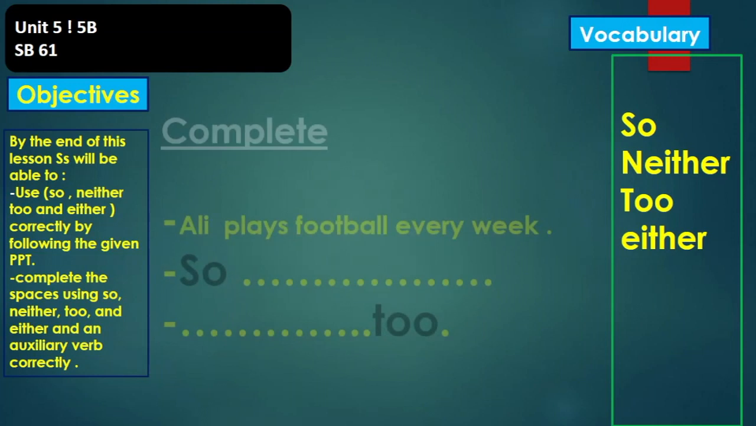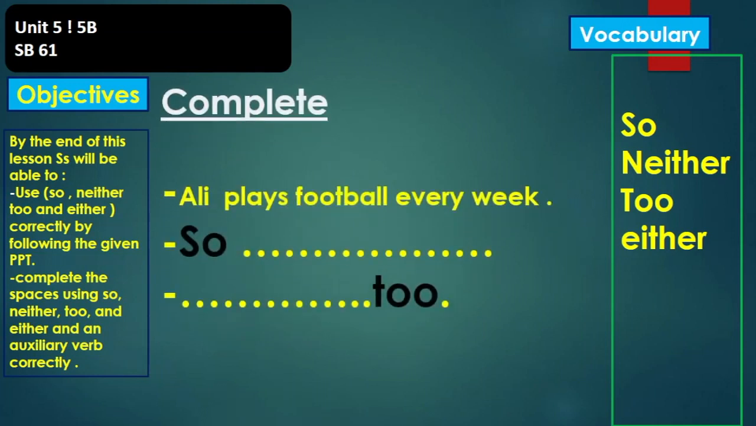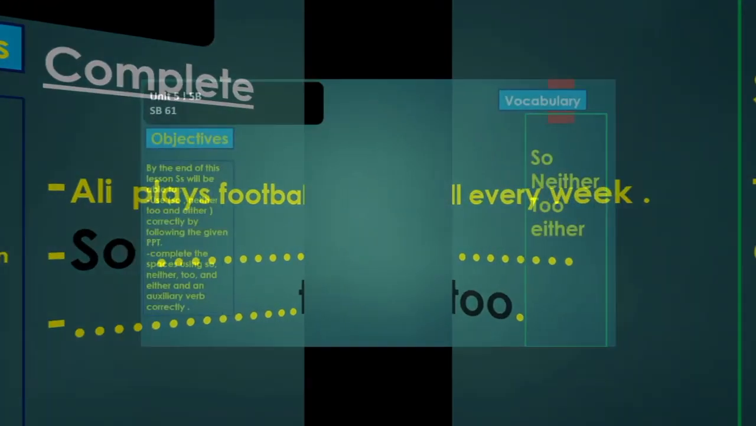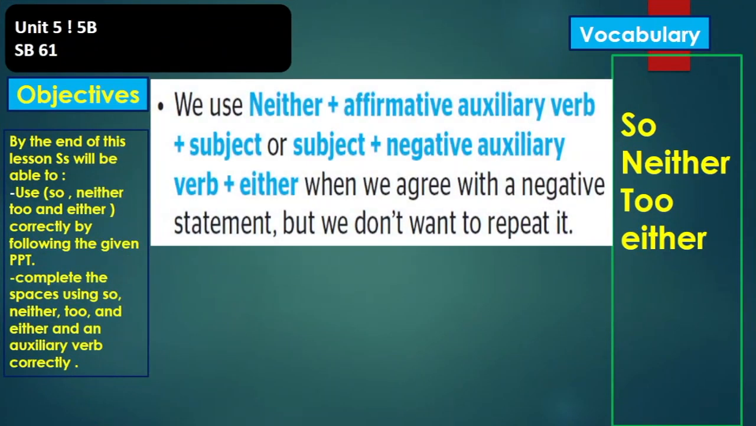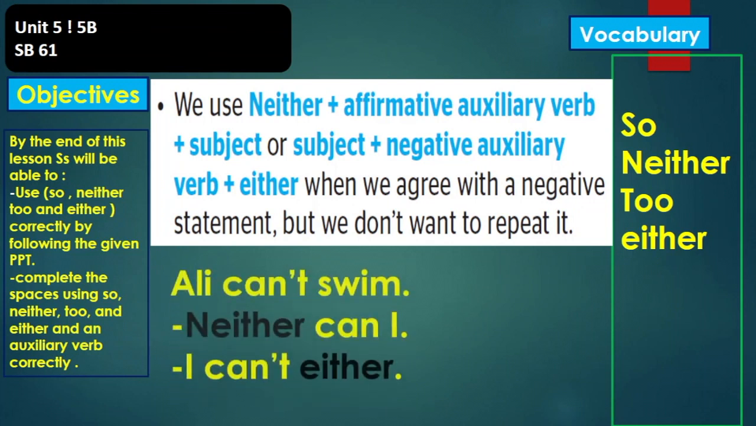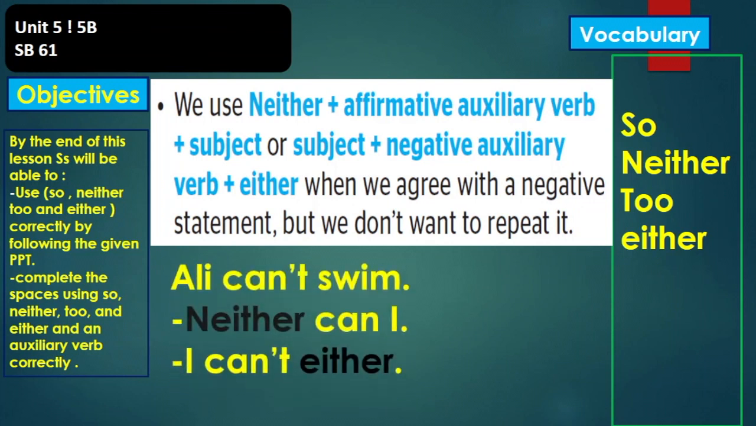Now, Ali plays football every weekend. So do I. I do too. Excellent. Now we use neither plus affirmative auxiliary verb plus subject, or a subject plus negative auxiliary verb plus either, when we agree with a negative statement, but we don't want to repeat. We don't want to repeat. For example, Ali cannot swim.